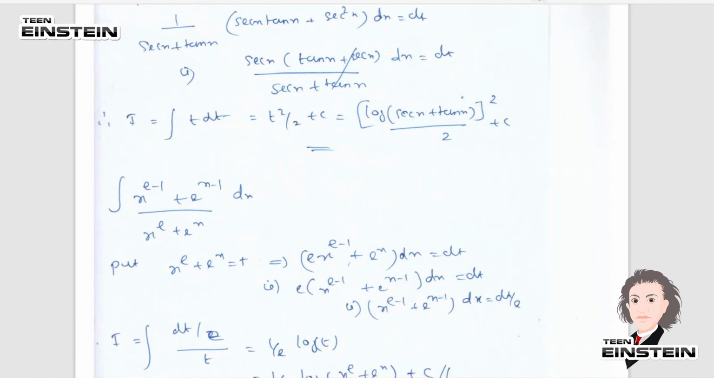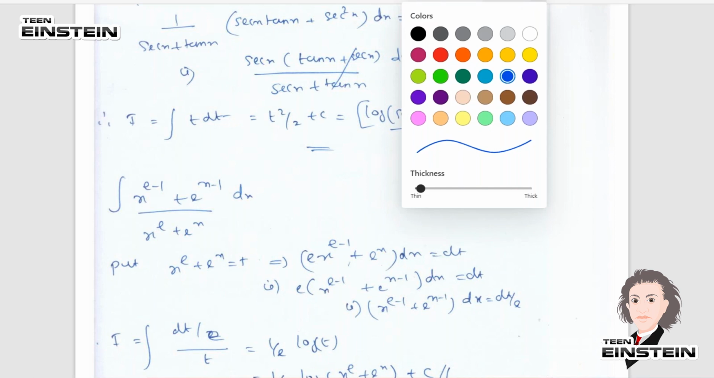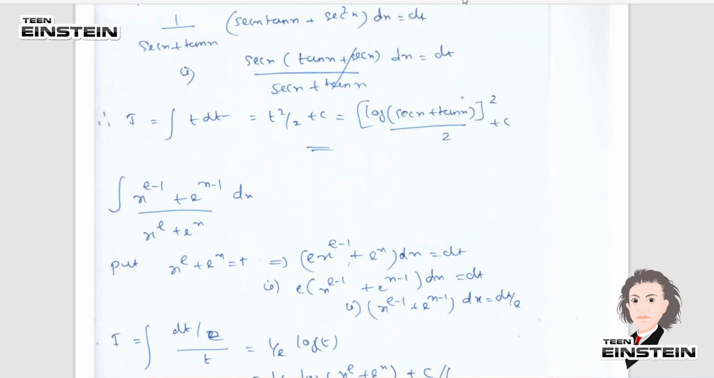See the next problem: integral x to the power e minus 1 plus e to the power x minus 1 upon x power e plus e power x dx. See the given function. What is in the denominator? x to the power e plus e power x. So you first check whether the derivative of the denominator is present in the given problem.